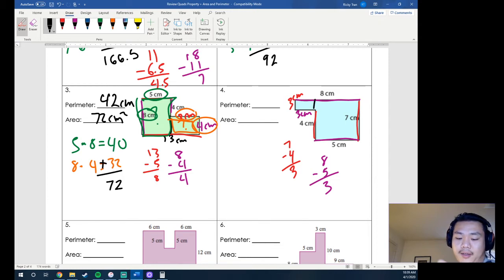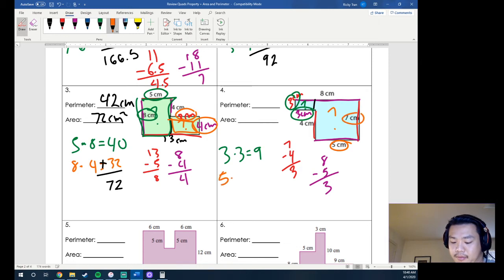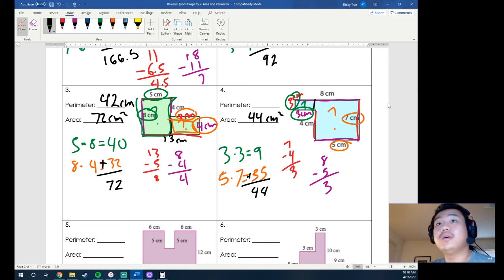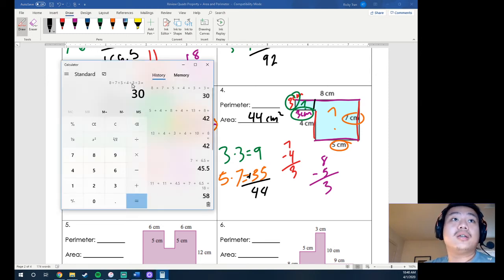Okay, so I'm going to split the shape right here. We're going to get this right here and this right here. To find the green, we're just taking 3 times 3, or 9. And for the orange, we're taking 5 times 7, or 35, and then we add those together. 44. Area is 44 centimeters squared. Oops, I forgot to do the perimeter. Let's pull the calculator back. The perimeter, oh, I did. It's 30.